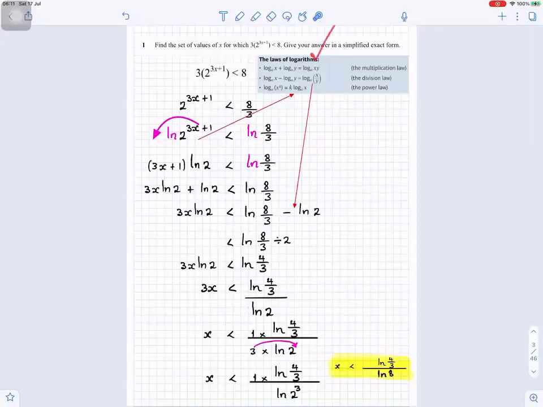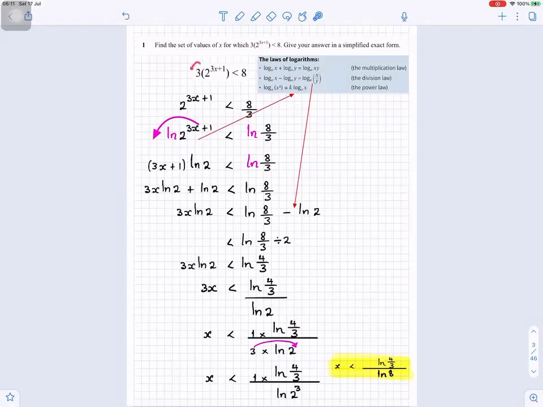The laws of logarithms. Log x to the base a plus log y to the base a is equal to log xy. You multiply them, the multiplication law. Log x minus log y is equal to log x divided by y, the division law. And log x to the power k, the k comes to the front, is equal to k log x to the base a, the power law. So we're going to use this power law, and we're going to use the division law.